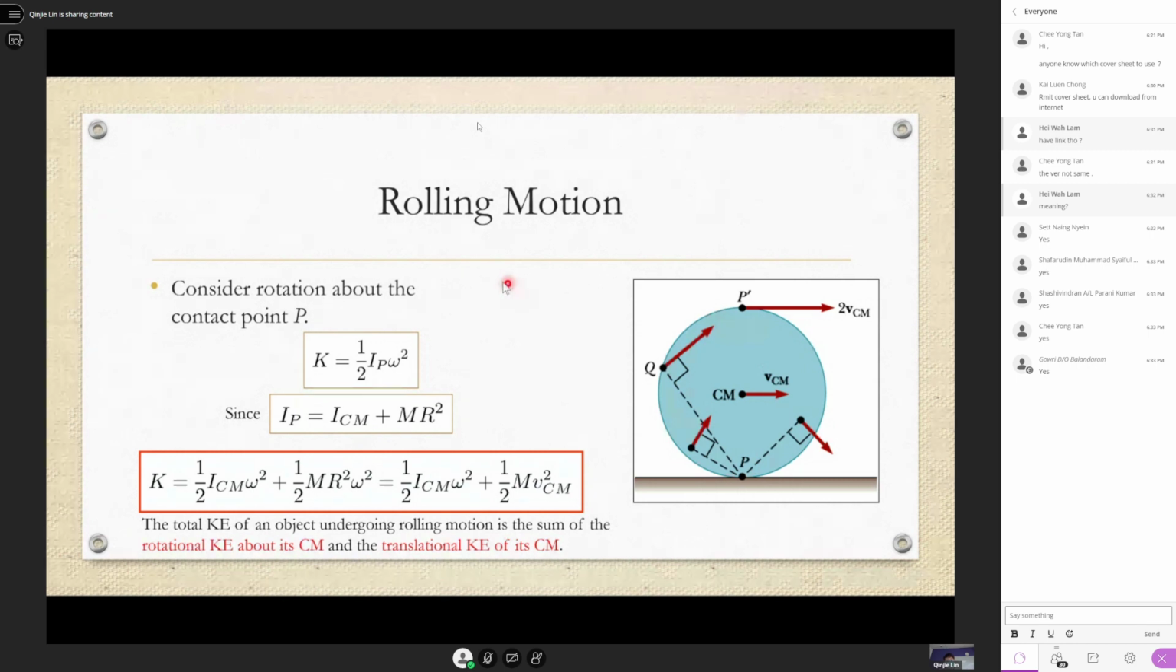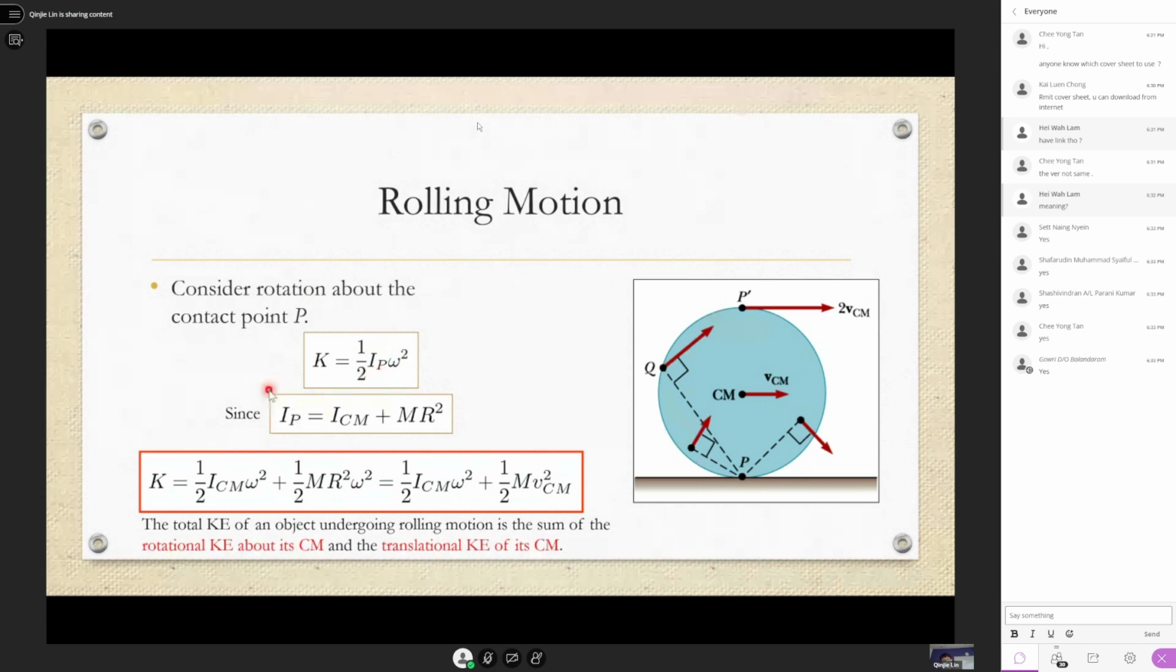So kinetic energy is half I omega square. Remember, for something that rotates, it's half I omega square. It's like half mv square, but now we are looking at rotation, so it's half I omega square. And this is with respect to this point P. So you imagine a cylinder rotating about this point P, the whole thing rotating about it. That's why half I omega square, but the I is with respect to point P.